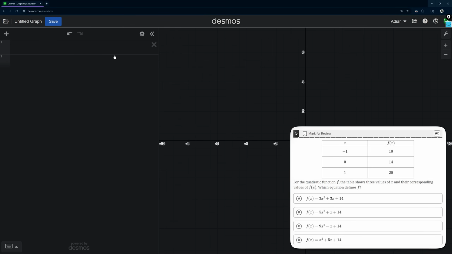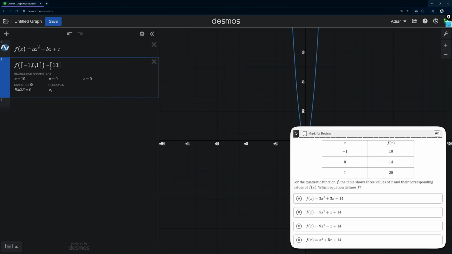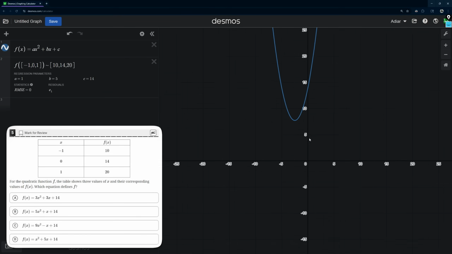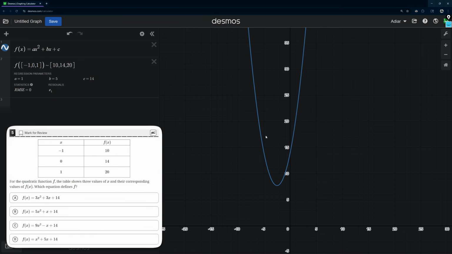Because we have a quadratic. We know quadratic is in the form ax squared plus bx plus c. That means there's a, b, and c. That's 3 unknowns. And the table is giving us 3 points. So this works perfectly. So what we can do is we can put in all of our x values, -1, 0, 1. And we can say that f of -1 is 10, f of 0 is 14, and f of 1 is 20. And it looks like, if we want to zoom out, this just works perfectly.